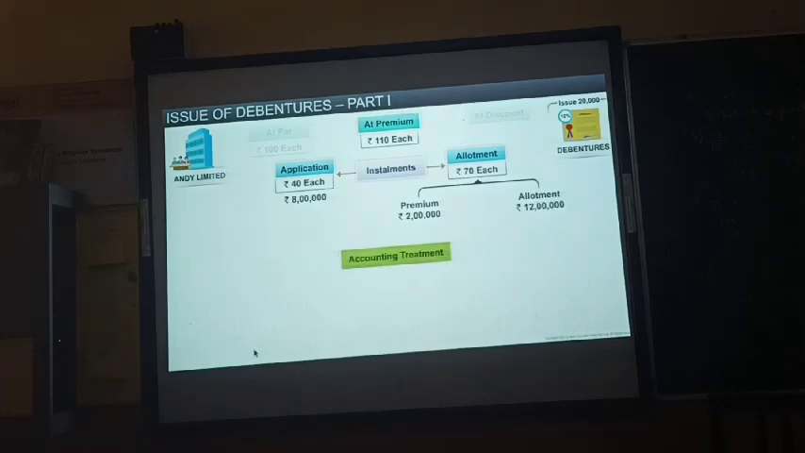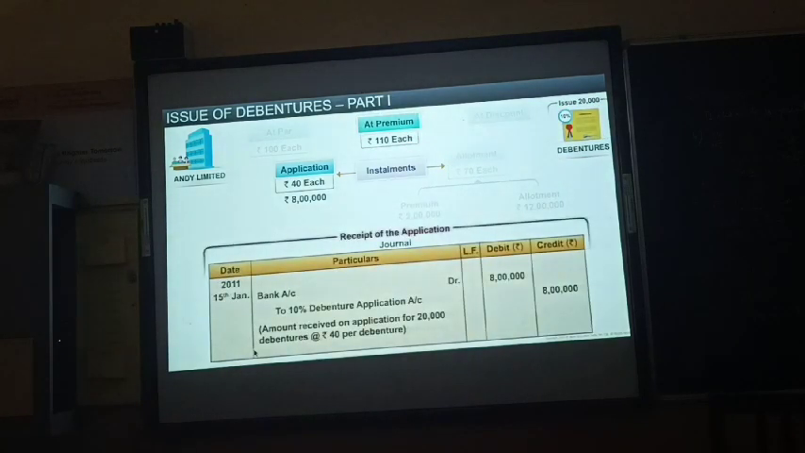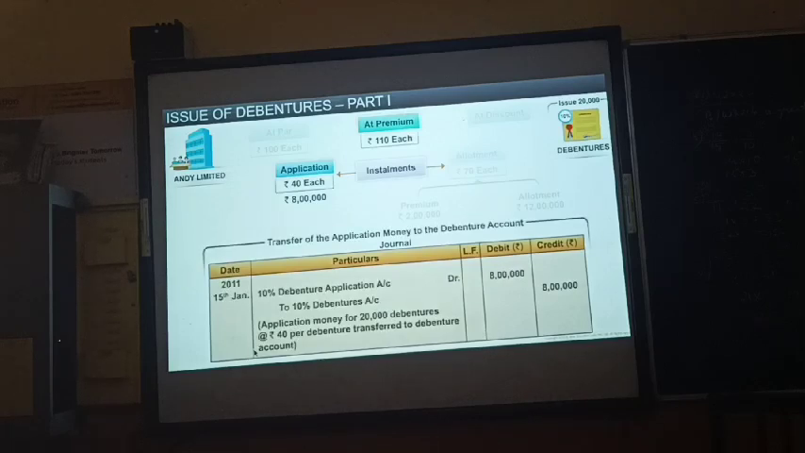Let us see the accounting treatment with regard to the issue of debentures at a premium. The first entry for the receipt of the application money will be the same as seen for the issue of shares at par. Further, the second entry for the transfer of the application money to the debentures account will also be the same as seen for the issue of shares at par.